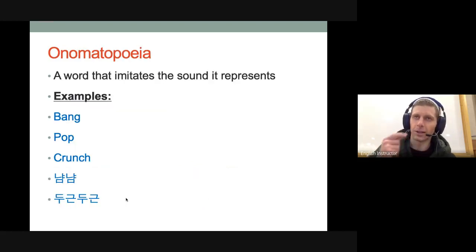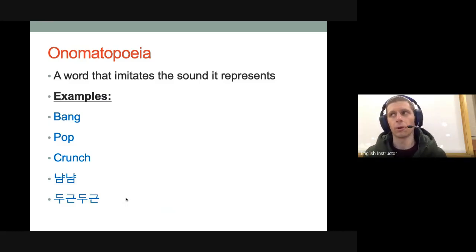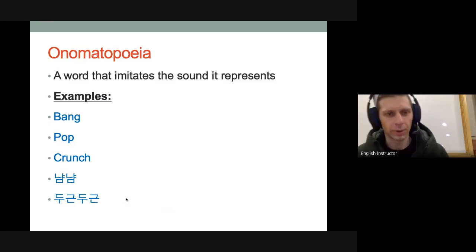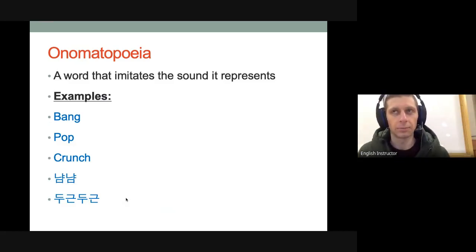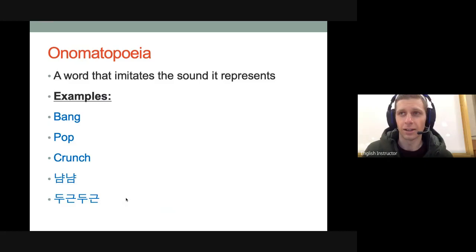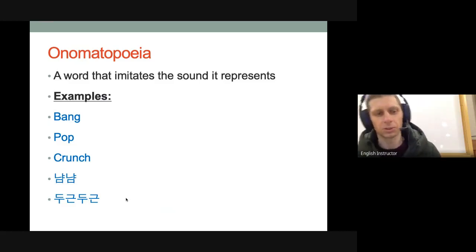Another literary device that can be fun and can bring in a lot more emotion and persuasiveness is onomatopoeia, which is simply words that imitate the sound that they represent. So whether that's words that represent sounds and actions, so bang for explosion, or pop, the sound of a crunch. If you write things like knock knock, then you know that that's the sound that someone is making as they're knocking on the door. And there's obviously examples in Korean as well.